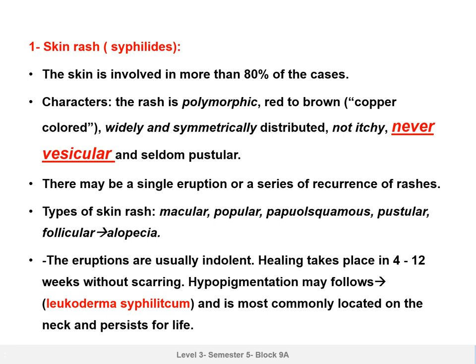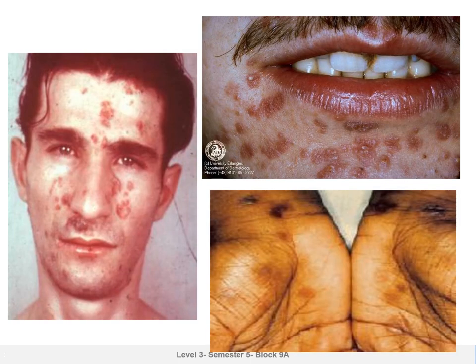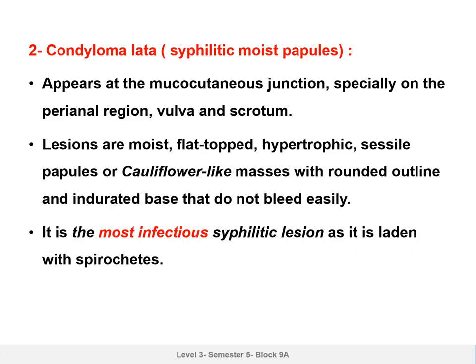It is never vesicular. Types of skin rash include macular, papular, papulosquamous, pustular, and never vesicular, and the eruptions are usually indolent. Healing takes place in 4 to 8 to 12 weeks without scarring. Hypopigmentation, called leukoderma syphiliticum, is located on the neck and persists for life. Here are pictures of the skin rash, which is polymorphic and never vesicular.